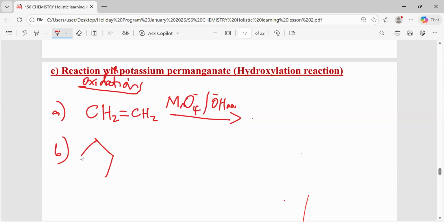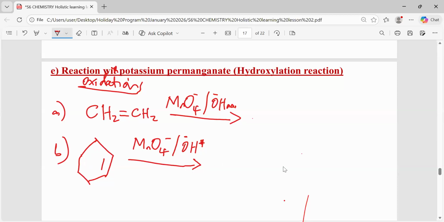We have an alkene. My handwriting may not be nice, but I believe we shall be able to see an alkene. We're adding potassium permanganate. Sorry, this is minus. And then you put for me the product, and then you write the mechanism. So that is our part A.